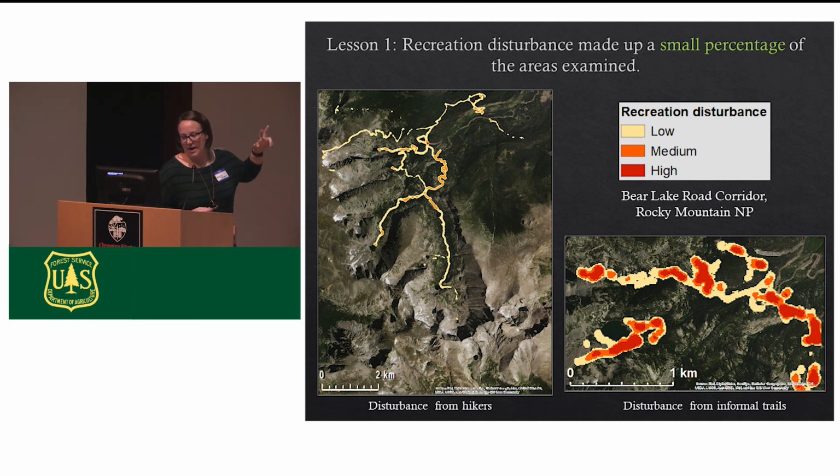Here on the left, we have a map from Rocky Mountain National Park and the Bear Lake Road Corridor. If anyone's been there, it's a very popular destination in the park. Some of their heaviest use levels are here. And we found that at this broader watershed scale, recreation use really only impacted between 1.5% and 2% of the landscape. If we look at the patterns of informal trails on the bottom right, we saw closer to about 14 to 15% of the landscape impacted by those informal trails, right, by impacts on the ground, vegetation loss, compacted soil.